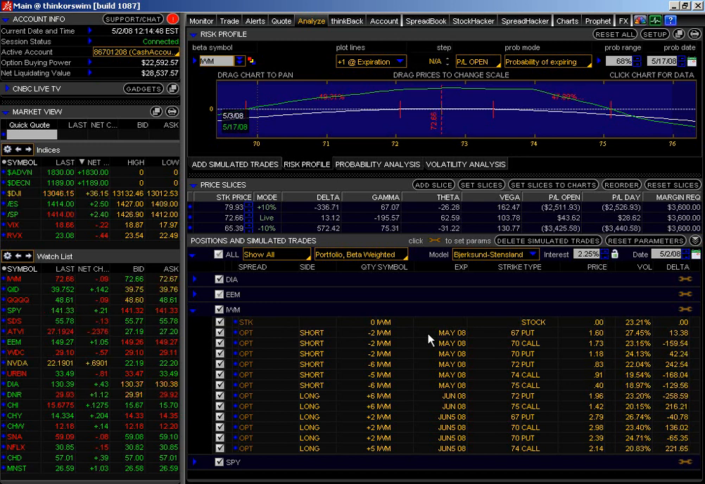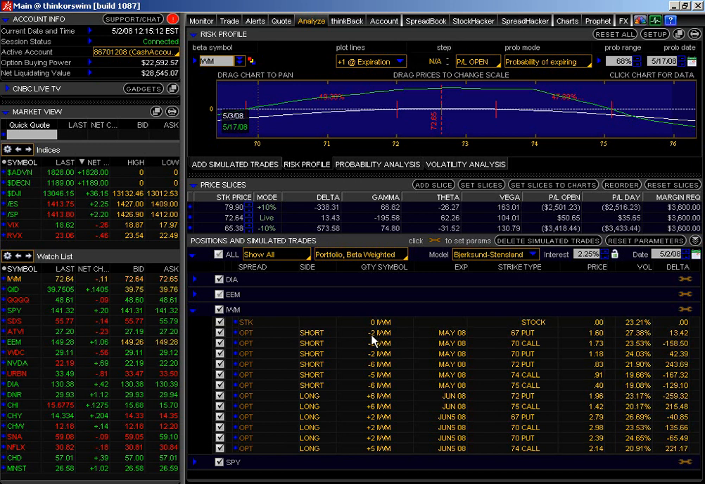On the surface, it sounds like a pretty good idea, but here's what's going to happen in reality. Since you are short 2 of these 67 puts, and you buy 4 of them to protect your short 69 put position on a vertical spread, then what you are doing is having a net positive 2 67 puts.